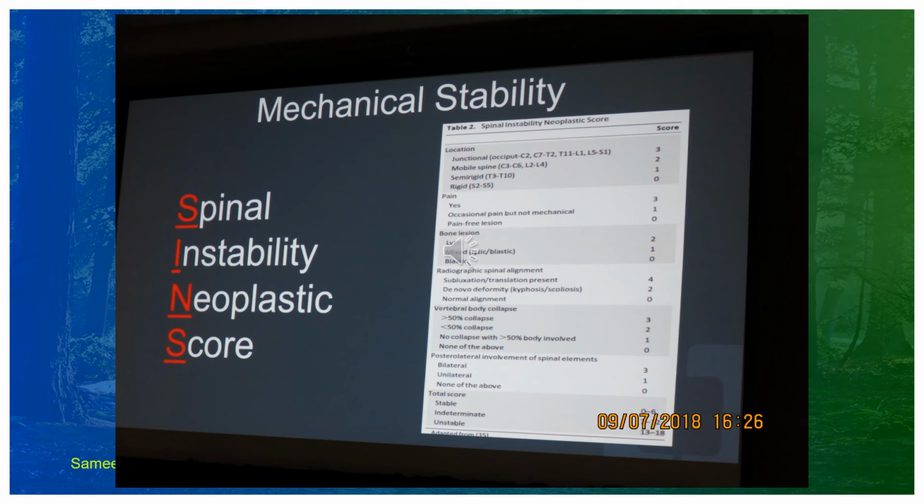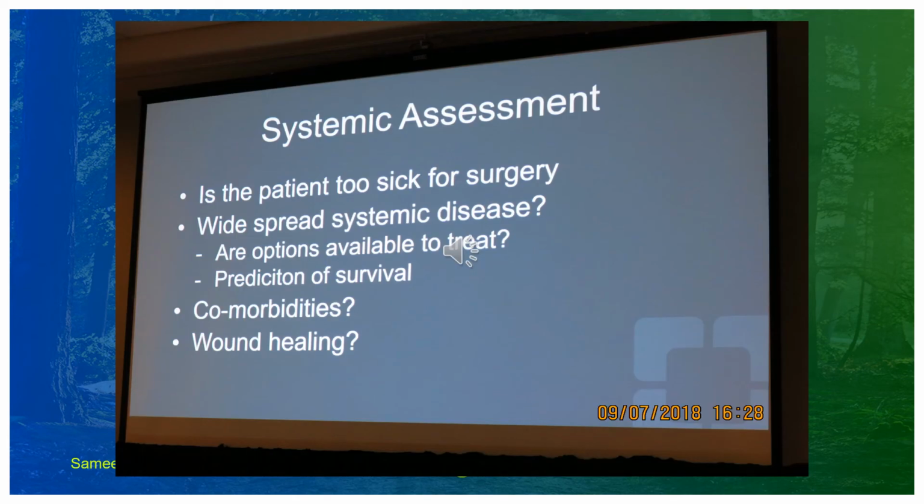And assessment of spine stability with the tumor in the patient with the spine secondaries is important if we are going to do surgical stabilization for the patient, as an indication for surgery. Systemic assessment of the patient with spine secondaries includes generalized assessment. Is the patient too ill for surgery? Widespread systemic disease, the options to treat, whether the patient has comorbidities, and concerns of wound healing, especially if the patient has a previous radiation.